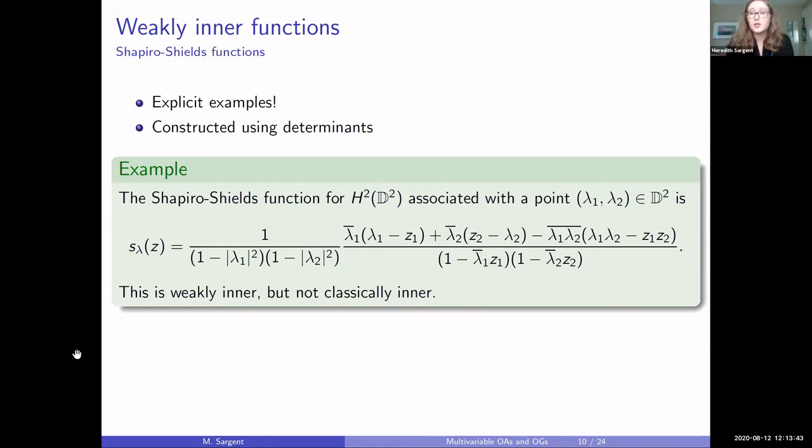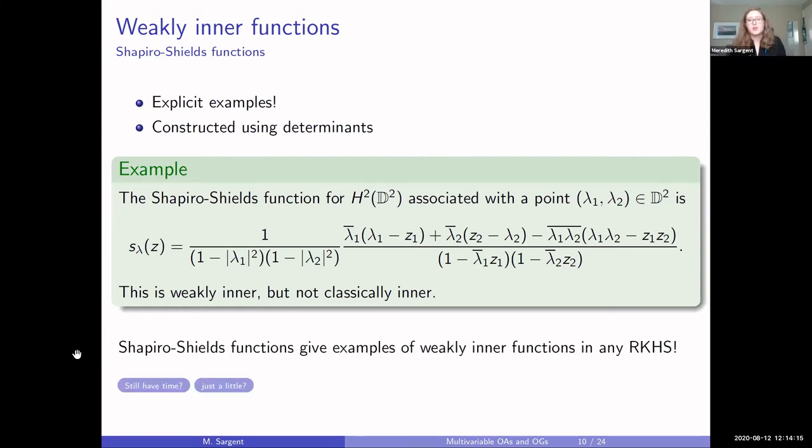If you look at the Shapiro-Shields functions, these can be constructed using determinants. And I'm just giving one example here, but you can show it in general, that the Shapiro-Shields function associated to points will give a function that is weakly inner, but not classically inner. So again, here I'm showing the 1-point Shapiro-Shields function for the Hardy space of the bidisk, but we also look at this in the paper for the Bergman space of the bidisk, and you can talk about it more generally. Okay, so these give examples of weakly inner functions in any reproducing kernel Hilbert space, like I said. Okay, so I still have plenty of time.